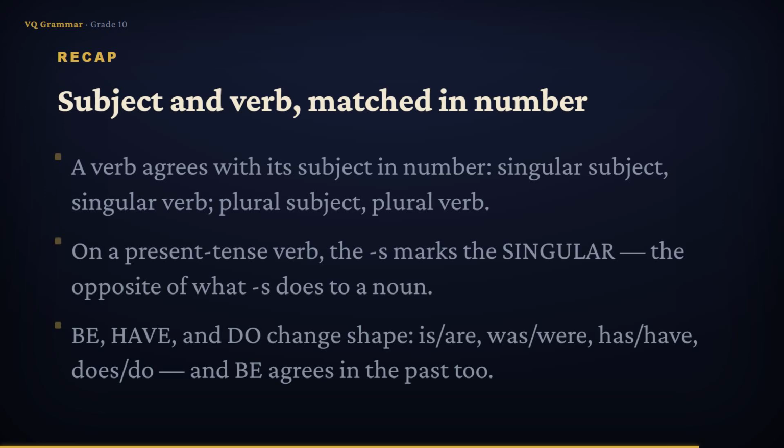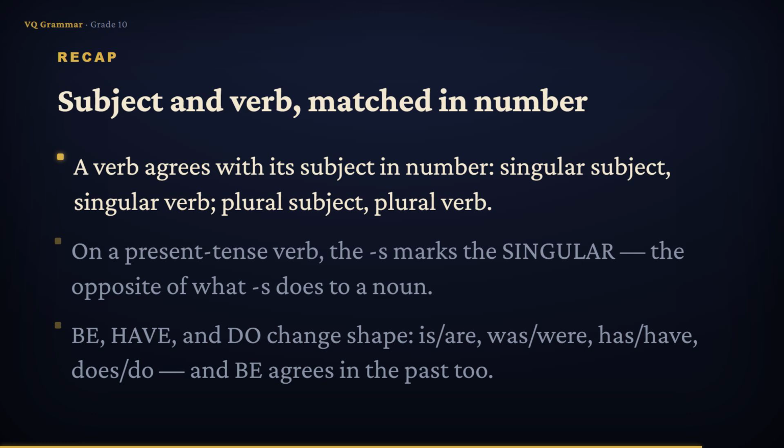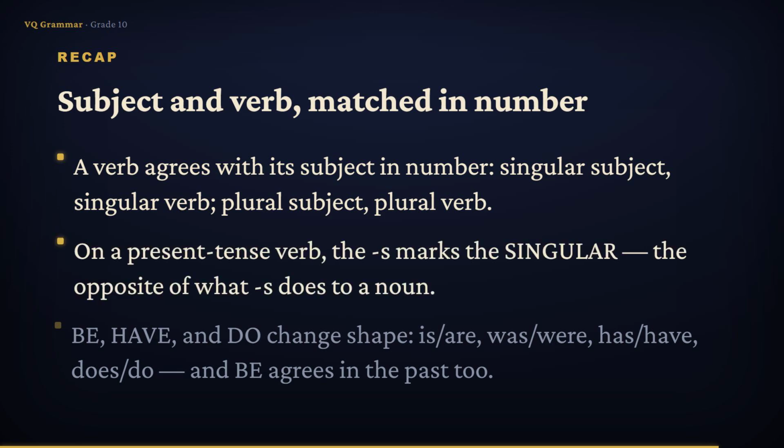Let's gather up what we learned. A verb agrees with its subject in number. A singular subject takes a singular verb, and a plural subject takes a plural verb. The tricky part, the part worth memorizing: on a present tense verb, the S ending marks the singular. The dog barks. The dogs bark. That's the exact opposite of what S does to a noun. So the S lands on the noun or on the verb, never on both.